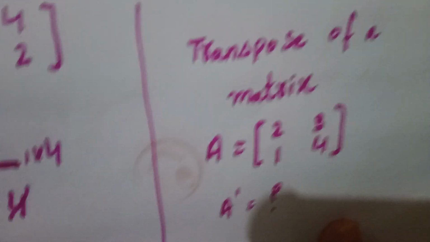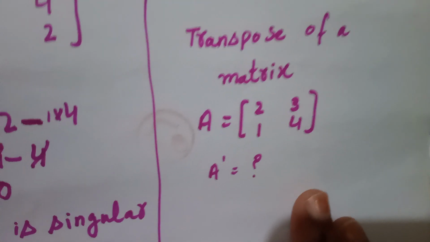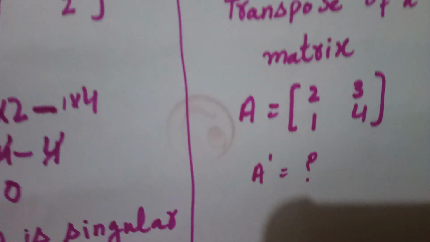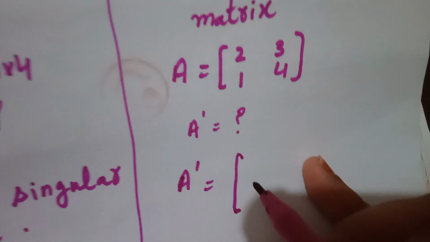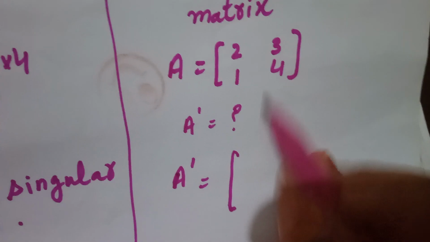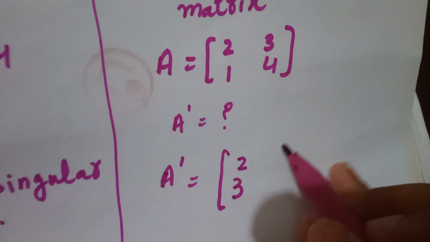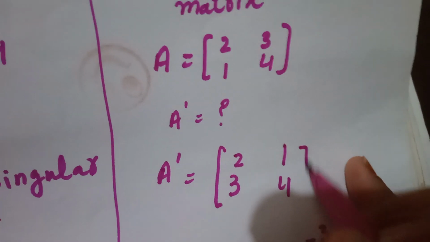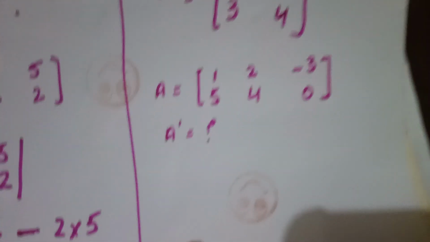Now next we will find the transpose of a matrix. It's very simple. You change rows into columns. How can I find the transpose of a matrix? You only interchange rows into columns. 2 3, this is a row, it will become a column. 1 4, this is a row, it will become a column. Simple: what is the transpose of a matrix? Interchange of rows into columns.